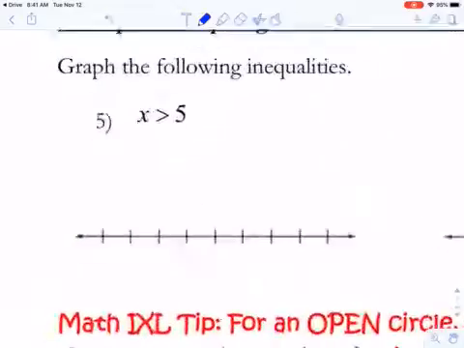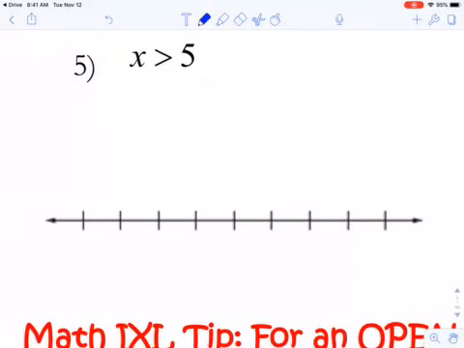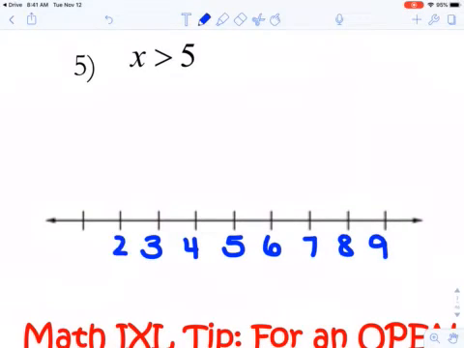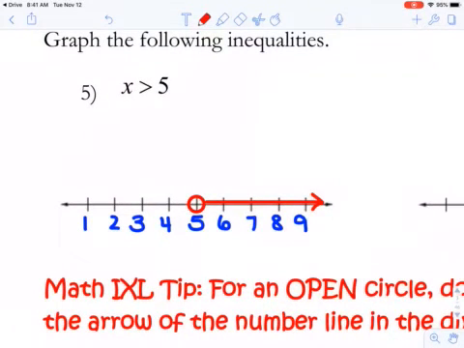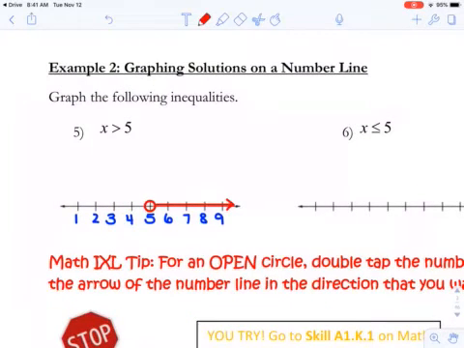So here's an example. X is greater than 5. So the way that I'm going to do this, I'm just going to number some of these. Let's go 3, 4, 5, 6, 7, 8, 9. And this has to be x is greater than 5. So I'm going to do an open circle on the 5. And the reason why it's open is because this is not including the number 5. Okay, it's not underlined. Greater than means any number bigger than 5. So I'm going to draw an arrow going towards the right because that indicates that the numbers are bigger than 5. And there we have it. That's literally just the answer.